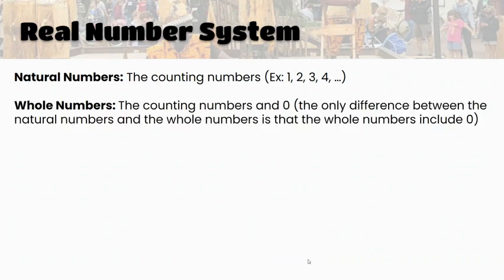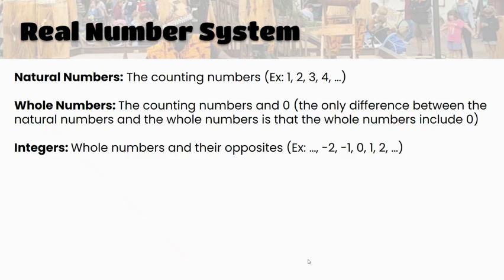Then we have the whole numbers, which is the counting numbers and zero. The only difference between the natural numbers and the whole numbers is that the whole numbers include zero. So the only number that's a whole number that's not a natural number is indeed zero.